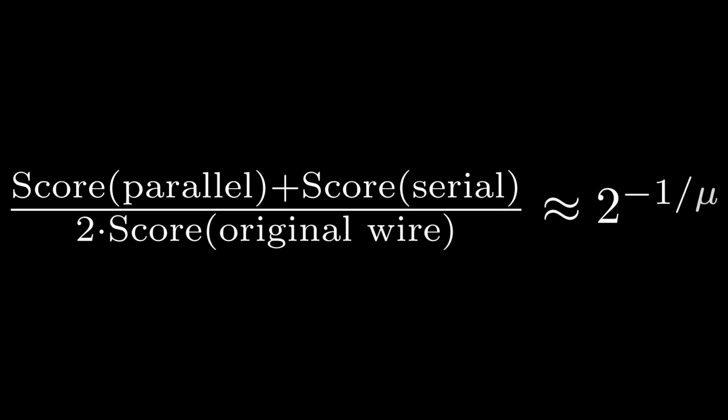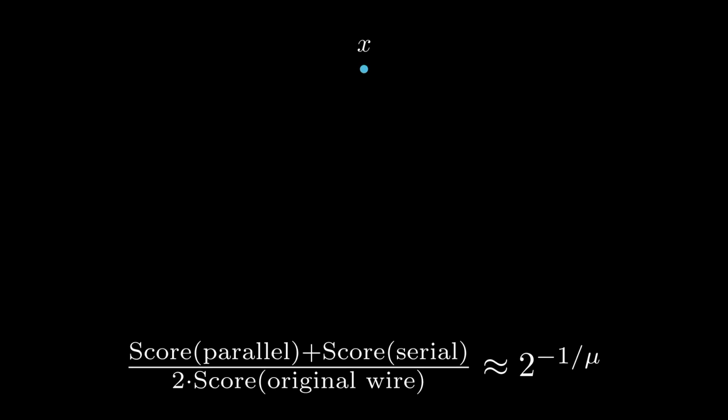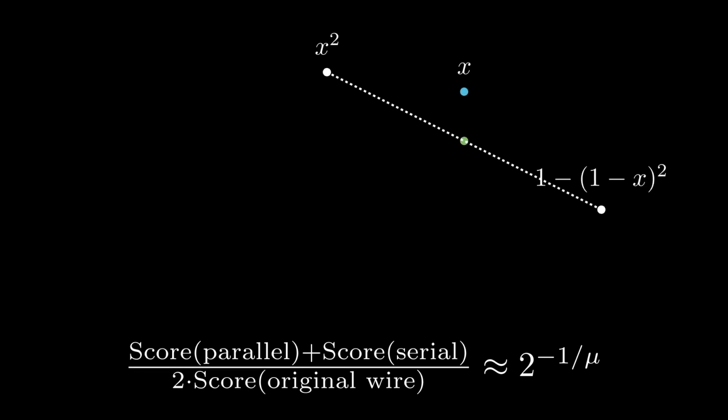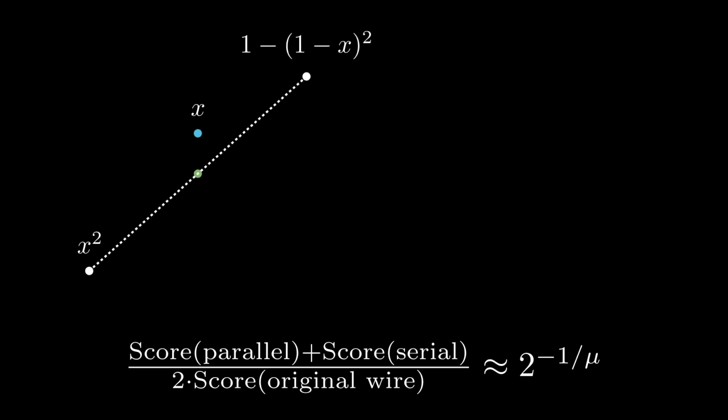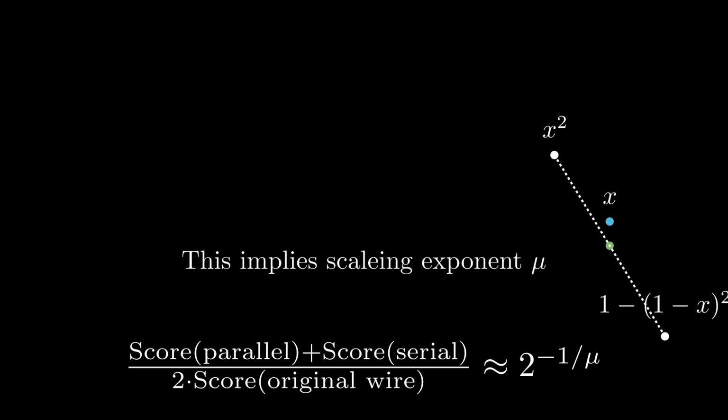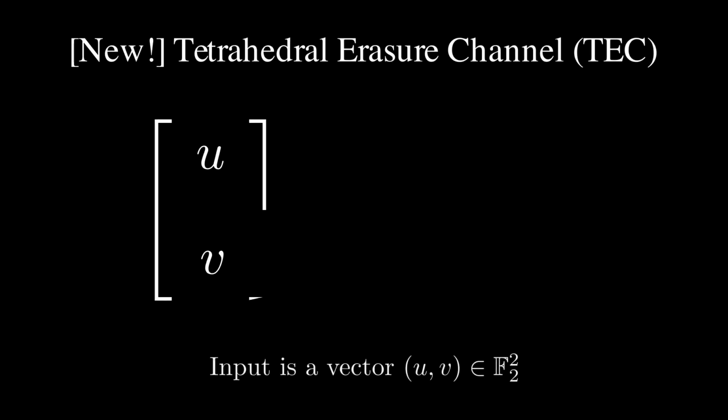We can visualize this quotient as follows. Pick a point on the score curve, pinpoint the serial point, pinpoint the parallel point, and then take the midpoint. Then the quotient is the ratio between the heights of the green and blue dots. That will imply that the scaling exponent of Polar code is mu. This approach, using the score function, is the standard tool to study Polar code, and we will also follow this path. Now allow me to introduce tetrahedral erasure channel.